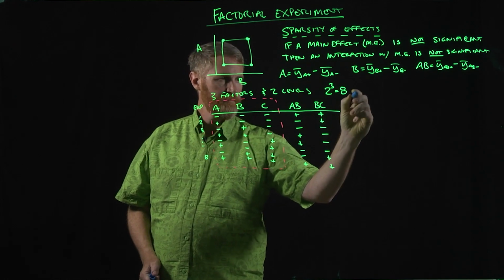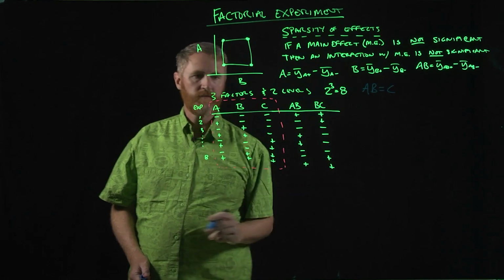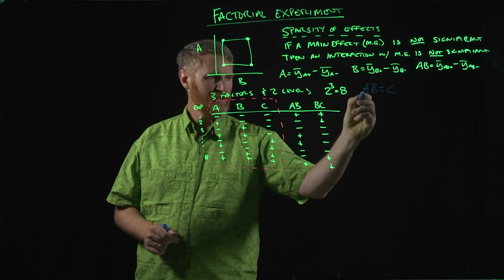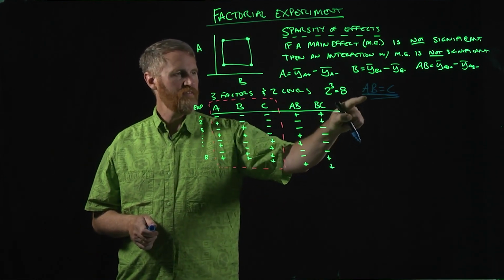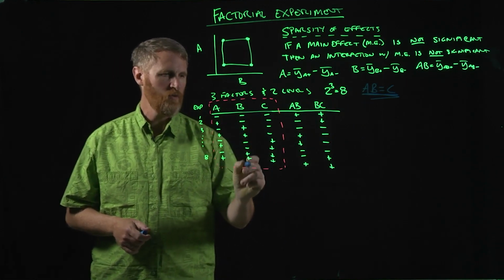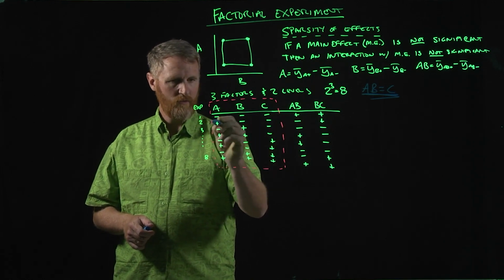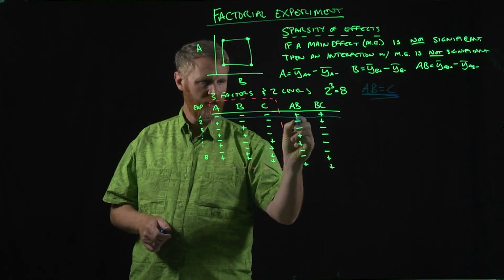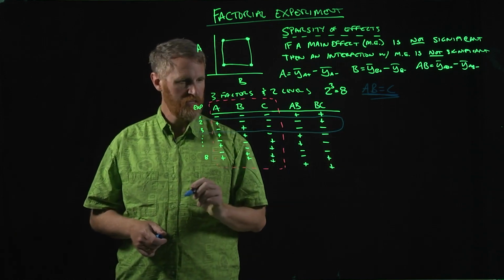Well, what happens if I ask when does AB equal C? Where does AB equal C? This is called confounding an interaction effect with a main effect. So if I find where A, B, and C are equal, are they equal here? No. Are they equal here? Yes. So that would mean that this experiment is one where they have the same, and same with this one here. So I'll take these two.